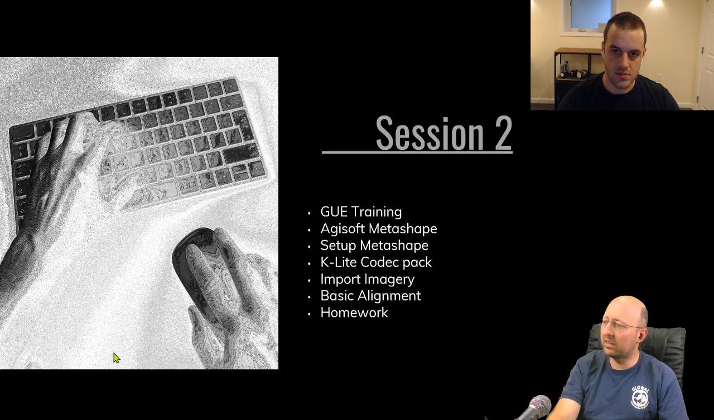So that is the end of session 2. We've had a quick look at what is GUE. We've had a look at the Metashape download, and how to set up Metashape. Remember to do those settings before you start processing. Install the K-Lite codec pack. Install the OpenSSL as necessary. We've looked at importing imagery and alignment.